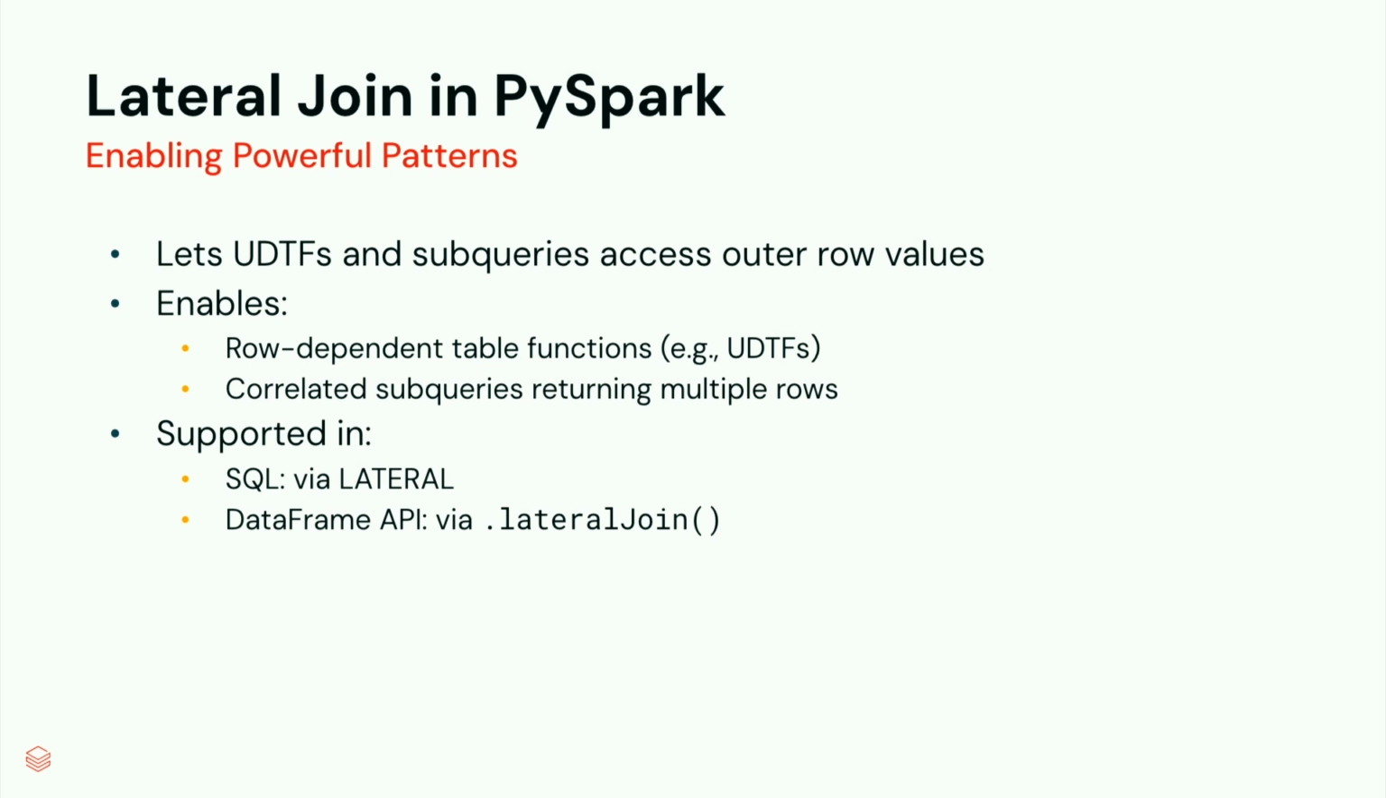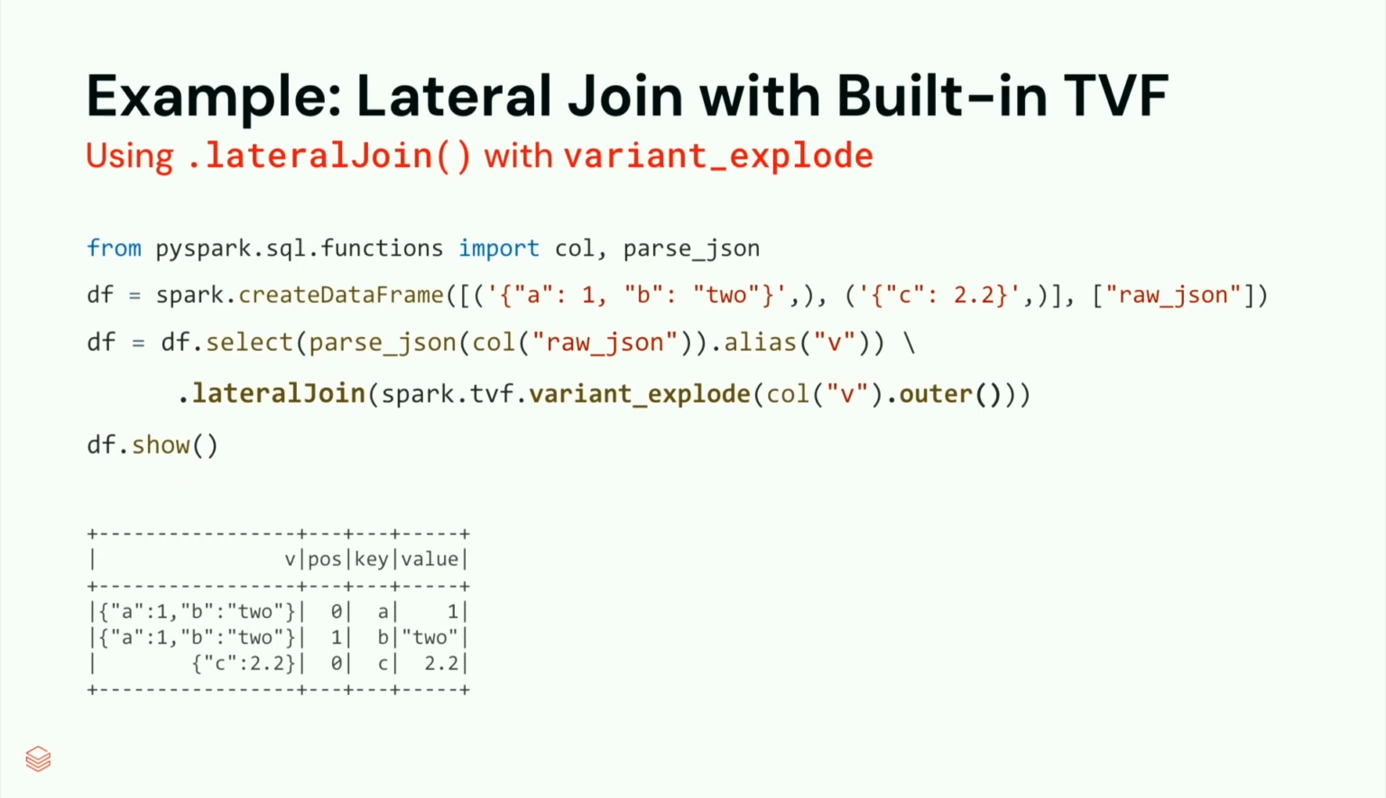Let's look at some examples, starting with the built-in TVF. This is an example of a lateral join with a built-in TVF, variant_explode, again here. We start by parsing JSON strings into variant columns using parse_json, like what we did previously, but this time we select it as a column. Previously, it was from the literal value, but this time we can use the column object. Then we call the lateral join with spark.tvf.variant_explode, passing in the parsed column using .outer, since it comes from the left table, not in the variant_explode. This joins each input row with the exploded key value pairs of the JSON object, producing multiple rows per input. A clean row-wise expansion.